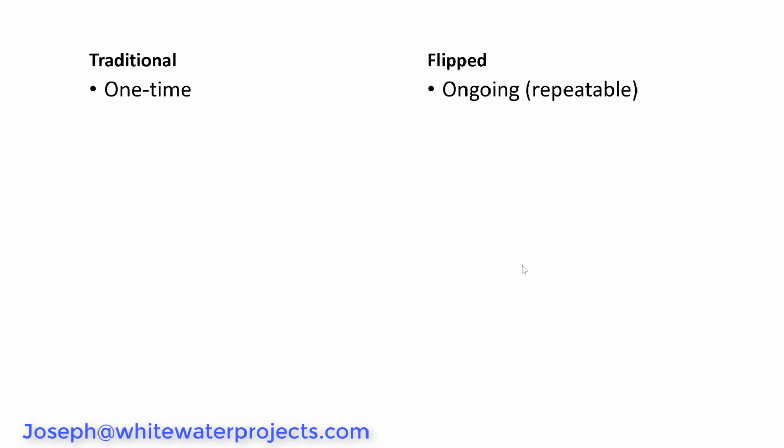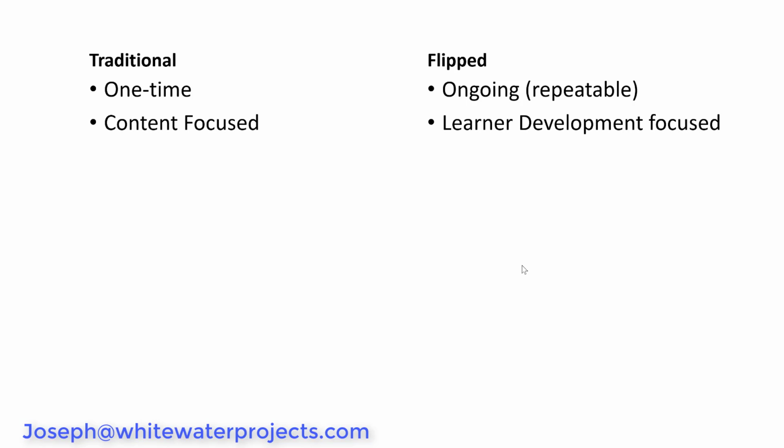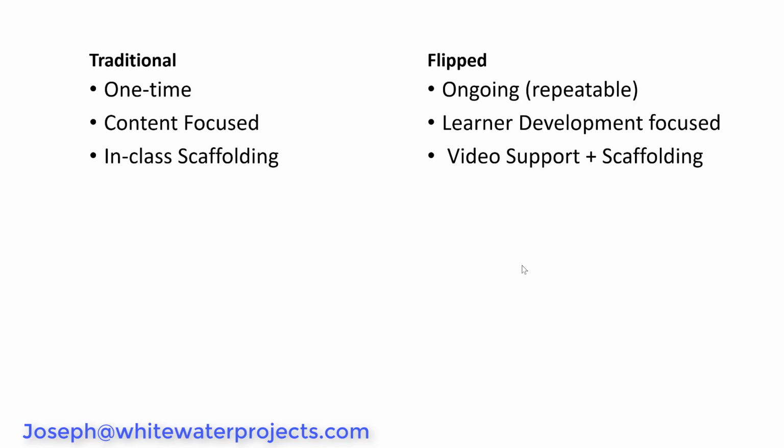A little comparison of the traditional versus the flipped long-term understanding. The traditional is a one-time class, where the flipped classroom has that repeated ongoing learning that I was just talking about. In a traditional classroom, really most of the time and energy and effort is focused around content delivery. And in a flipped classroom, it's really focused on learner development. We want to develop the learner and help them grow wherever they're at, which talks about in-class scaffolding versus video support and scaffolding. Scaffolding is the ability of the instructor to speak to people who are at different levels.